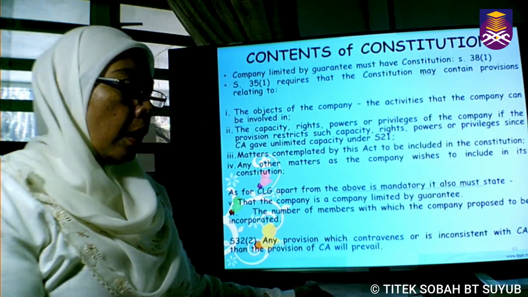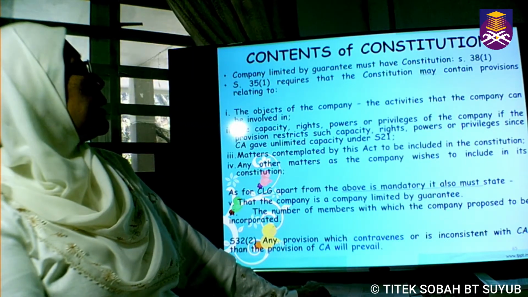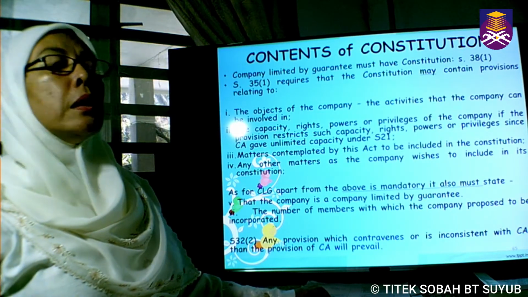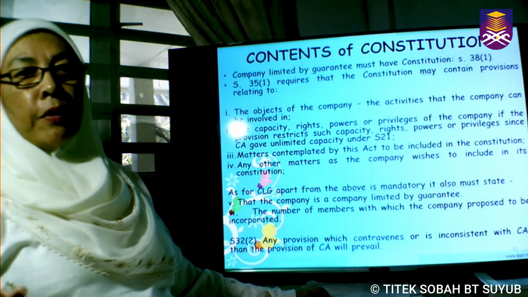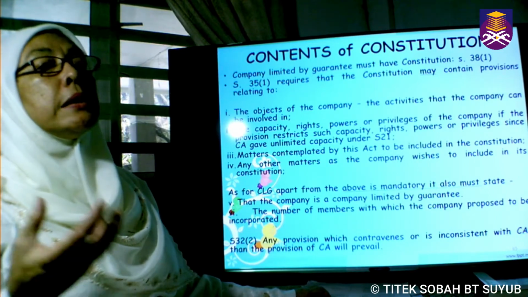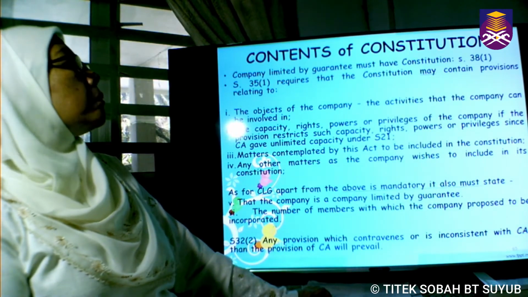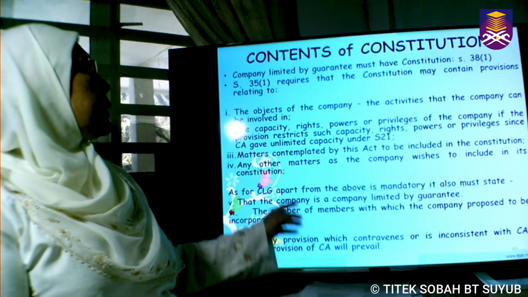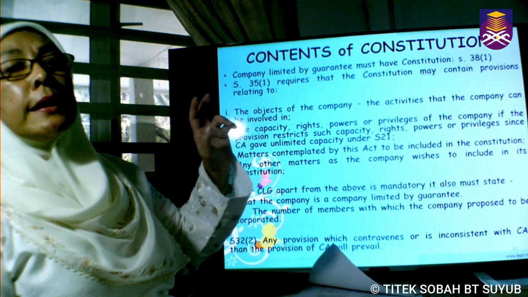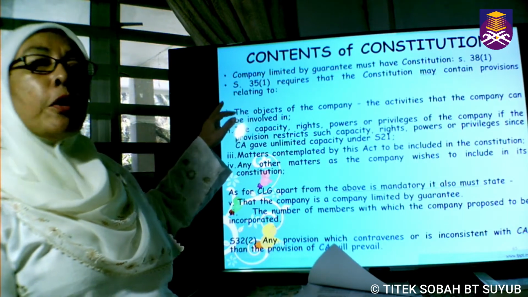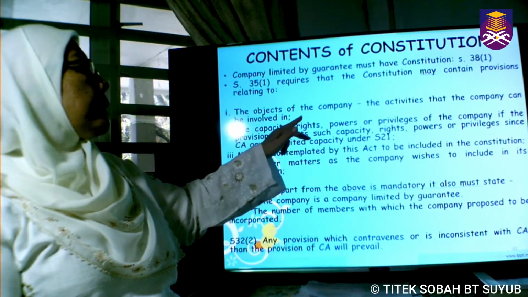Okay, what are the contents of the constitution? A company limited by guarantee, as I informed you earlier, must have a constitution. This is stipulated under section 38 sub 1, and under section 35 sub 1 it provides that the constitution may contain provisions relating to the objects of the company.